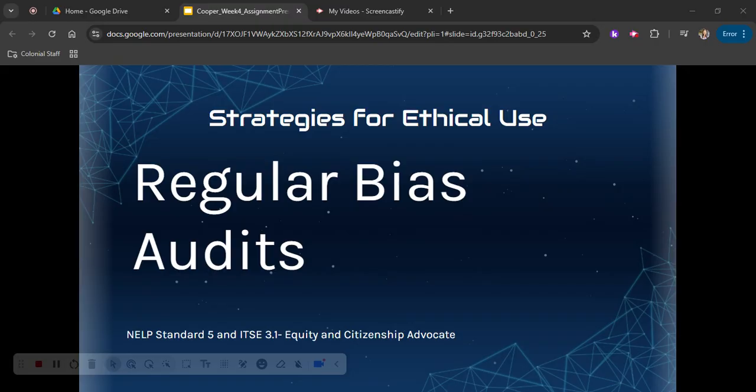The next strategy is ensuring fairness through regular bias audits. Biases can be found and reduced by regularly auditing AI models. To guarantee that AI-driven decisions do not disproportionately affect particular student groups, schools should work with a variety of stakeholders. As quoted in Exploring the Ethical Implications of AI and Data Analytics, Challenges and Strategies for Responsible Implementation, Chinta shares, by systematically evaluating potential harms, biases, and unintended consequences, organizations can take proactive measures to minimize negative impacts on individual and society. By encouraging moral leadership that builds community trust, this practice supports both NELP Standard 5 and the ITSE Equity and Citizenship Advocate Standard 3.1.